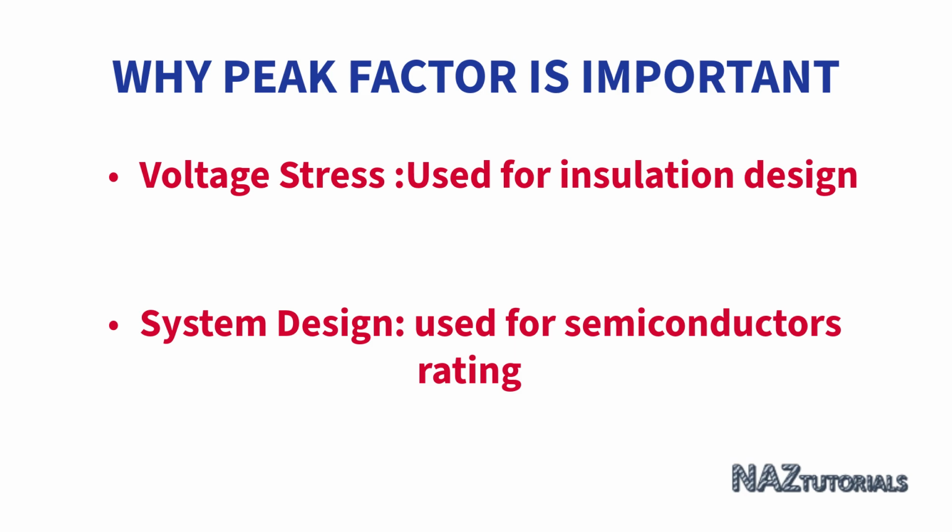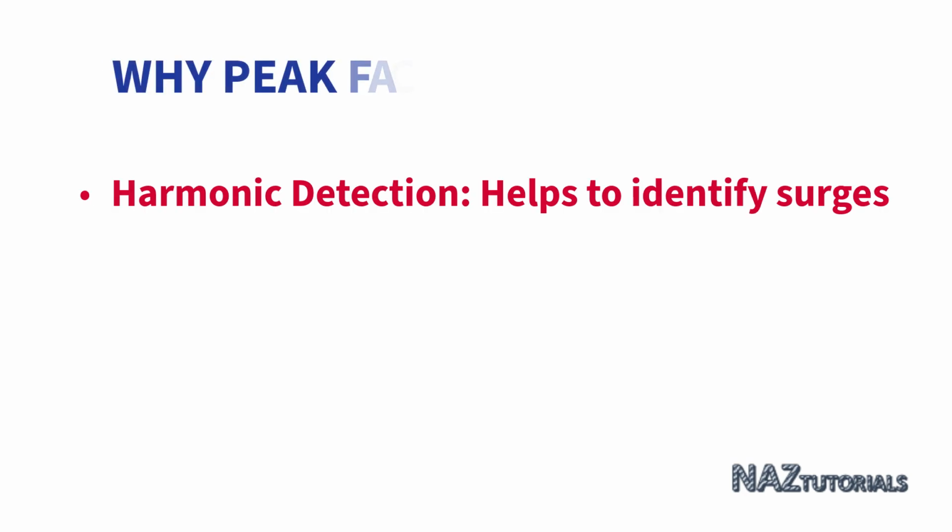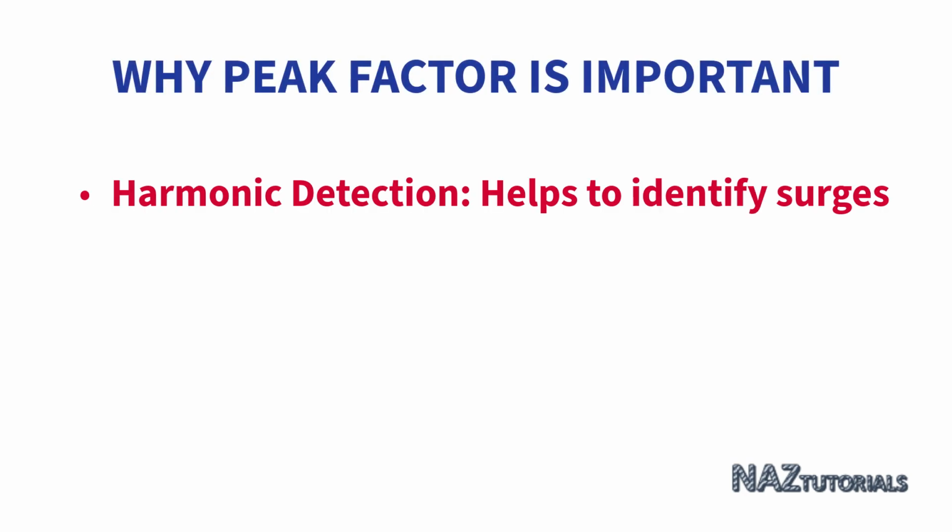As the peak factor depends upon the peak value, it helps to select a semiconductor device rating to handle the peak voltage stress. So a higher peak factor means higher device stress. A waveform with sharp peaks can damage the system. So deviation from the expected peak factor indicates waveform distortion or harmonics, which affects the power quality of the system.